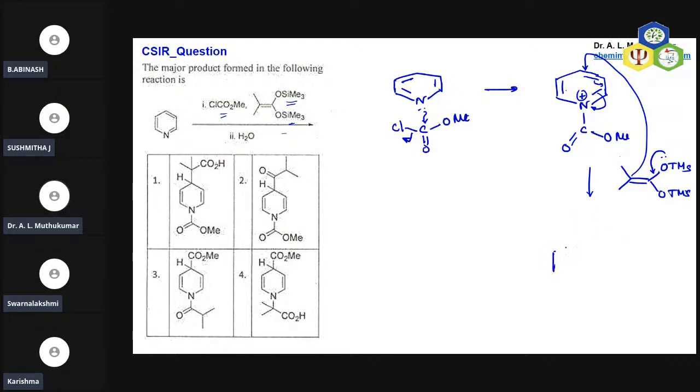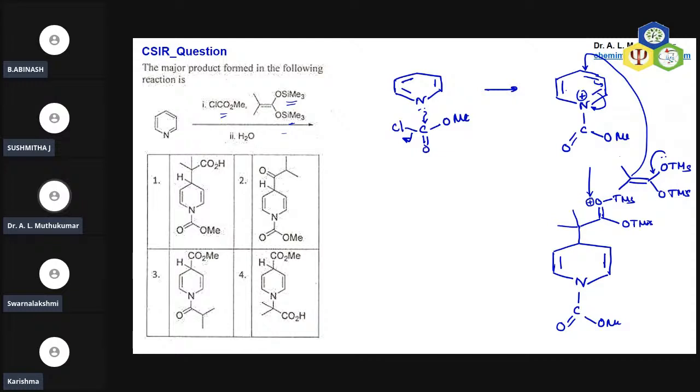As a result, if you check the intermediate, you have C double bond O, OMe, and a double bond. Now, this carbon is connected to this pyridine ring system. To that, you have two methyl groups. You have C double bond O, TMS, OTMS.